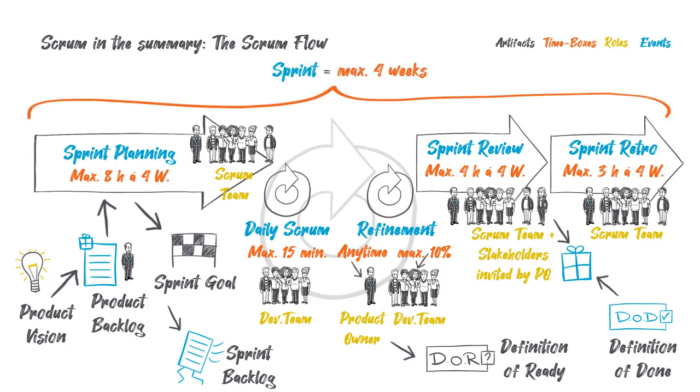A sprint has a maximum duration of 4 weeks. After the sprint retrospective, the next sprint immediately follows, and everything starts all over again with sprint planning.